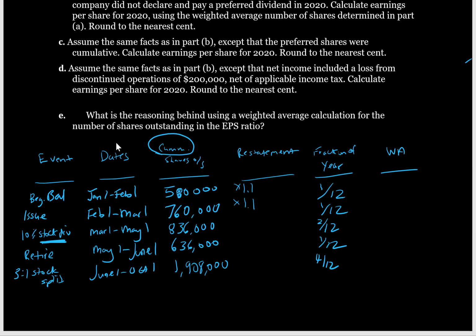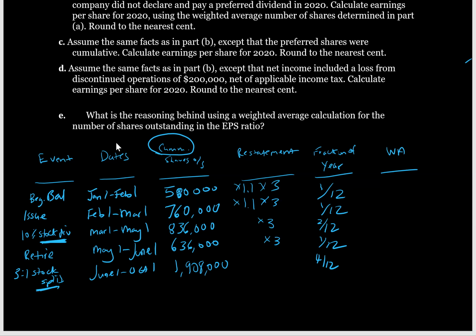Is that it? Well, remember what we said here, that we had to restate the periods prior to the stock dividend. This is the exact same thing. We have to restate the transactions in the year that are prior to the 3-for-1 stock split. So what that means is that everything before June 1st, we have to multiply by 3. So we're going to multiply by 3, multiply by 3. And here we already are multiplying this by 1.1 for the prior stock dividend. Now we have to multiply it by 3 as well. So now we've got a stock dividend and a stock split.